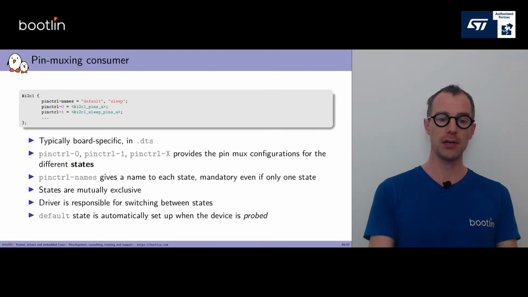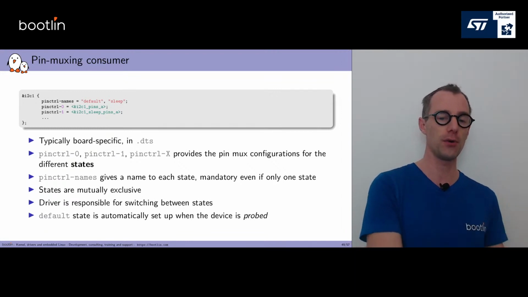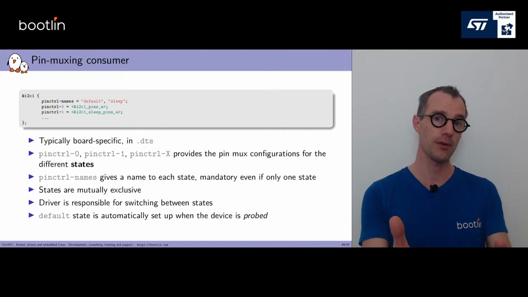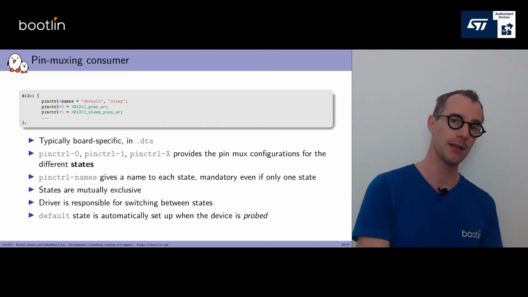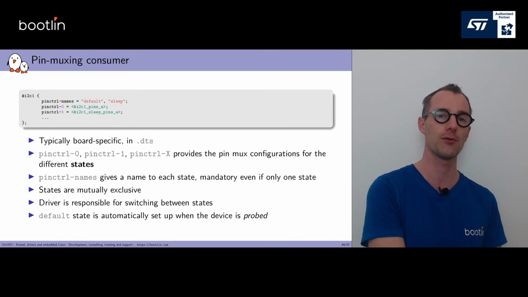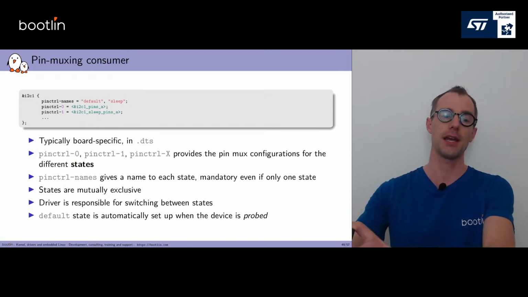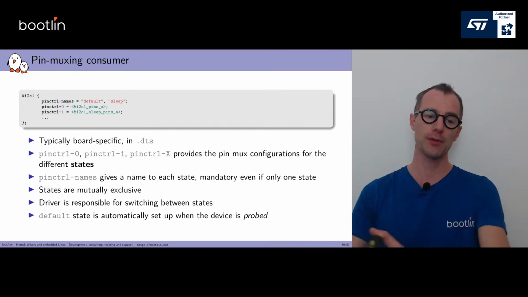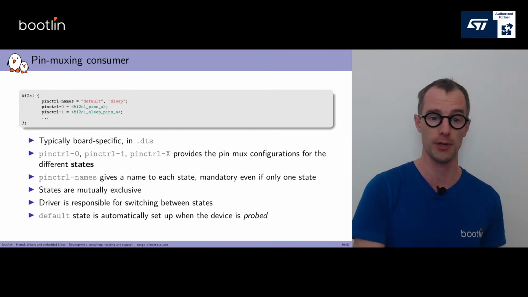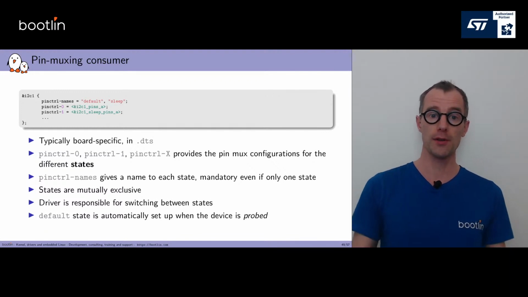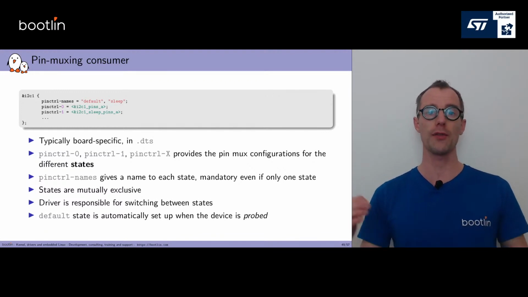In this particular example, the two states are default. So you can see in pin control names, the first string, default, identifies the name of the first state, described by the pin control 0 property. And we have a sleep state, second state in pin control names. It corresponds to the pin control 1 property. And so the driver can, on its own, decide to switch between one or the other states.